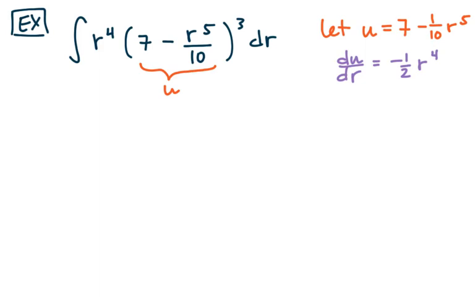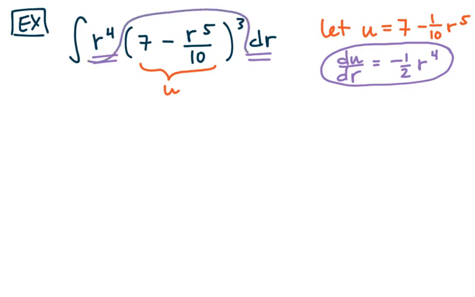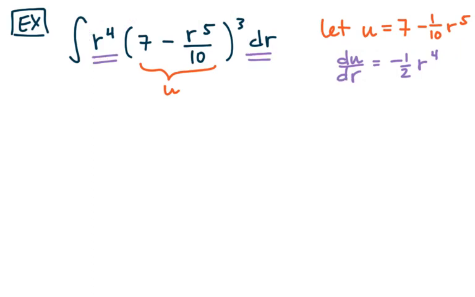So looking at what I have left in my problem, I have r to the 4th and dr. So I need to make this look like one side of the equation is r to the 4th dr. So what I'm going to do is say that du equals negative 1/2 r to the 4th dr. Multiplied by negative 2, we have negative 2 du is r to the 4th dr.